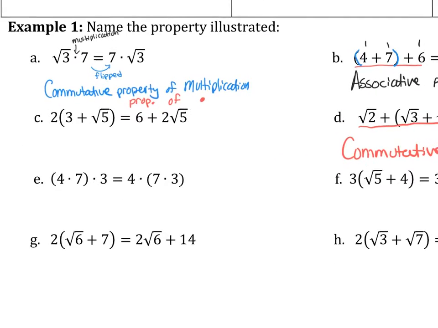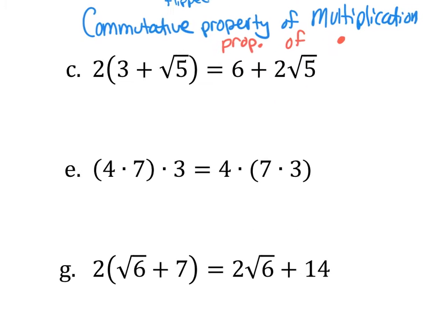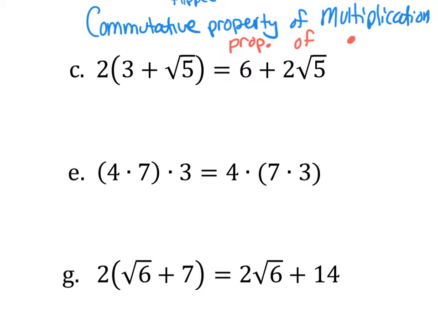Okay, letter C. So what happened here from the left to the right side? Well, the parentheses are gone. They didn't move. So what did they do? Yeah, they distributed. They took this 2 and they multiplied it by the 3 and by the square root of 5 to get 6 square root 5. So when we distribute, that's the distributive property.